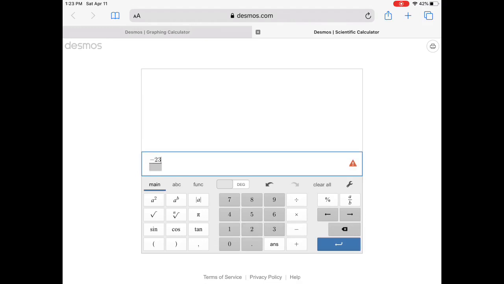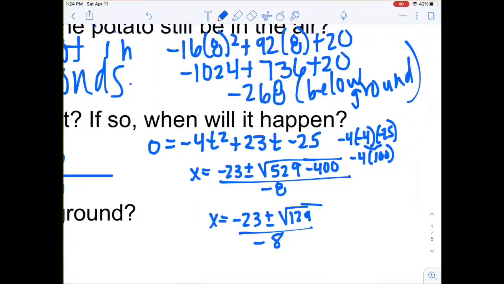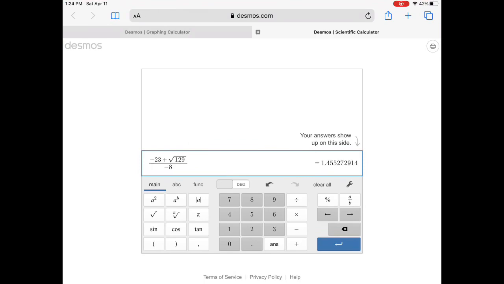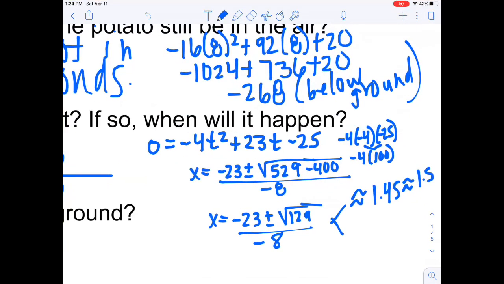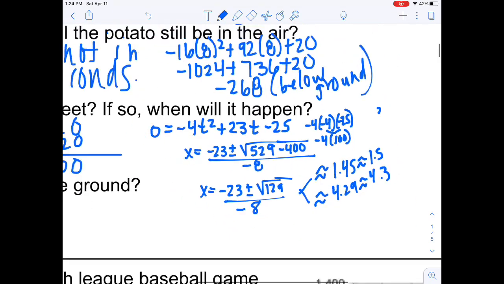Let's do the fraction. Negative 23 plus the square root of 129, all divided by negative 8. I get 1.45. So one answer is approximately 1.45, or I'm going to round that to 1.5. And the other one is the minus in here, so I'm going to go back up and make that into a subtraction. I get approximately 4.29, so I'm going to round that to 4.3.